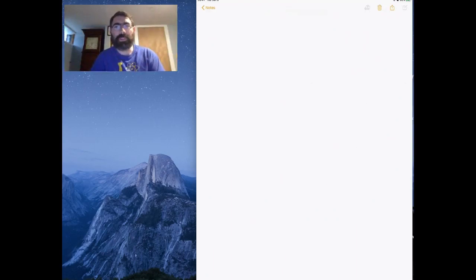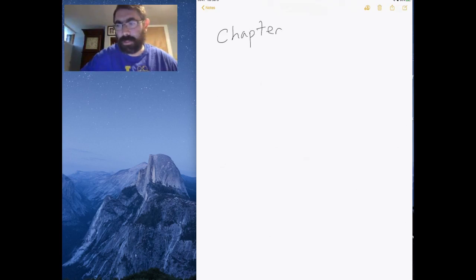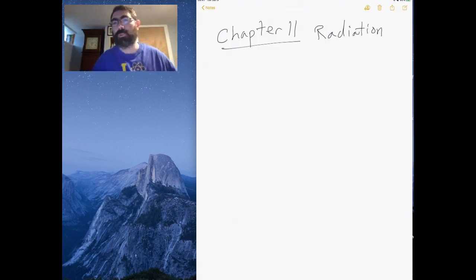In this lecture, we'll start Chapter 11 in Griffith's book on Electrodynamics, the 4th edition. And Chapter 11 is all about radiation. So as we've been working our way through the book, we've been working up to this point where we can now measure or discuss more quantitatively radiation.